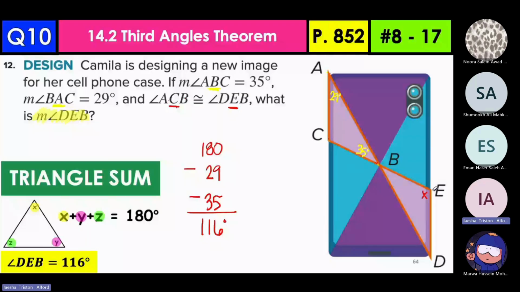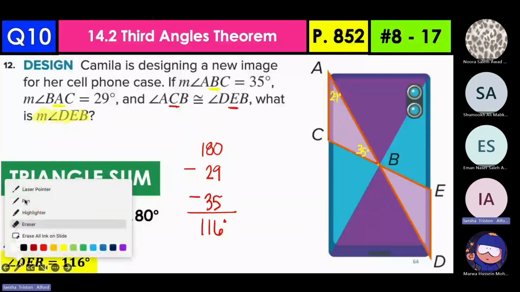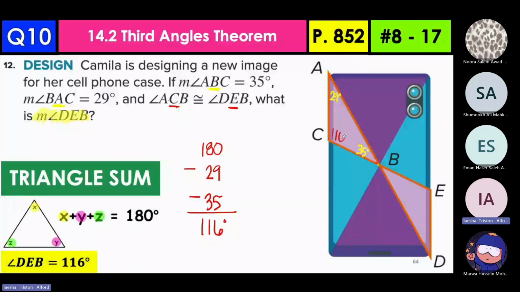So this is not X. The number should be 116, both. Class, done. You're right about that.